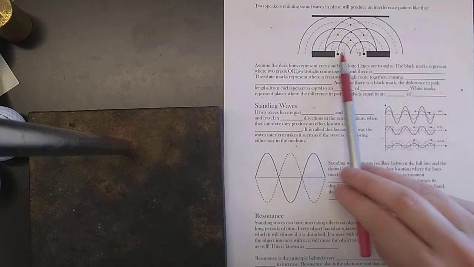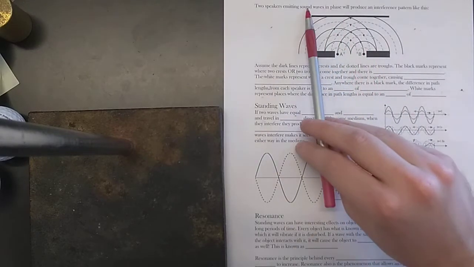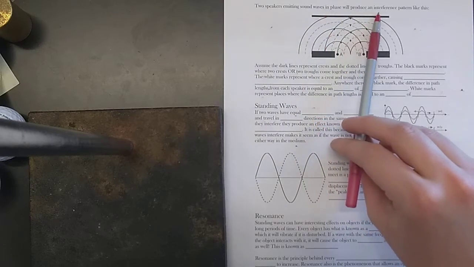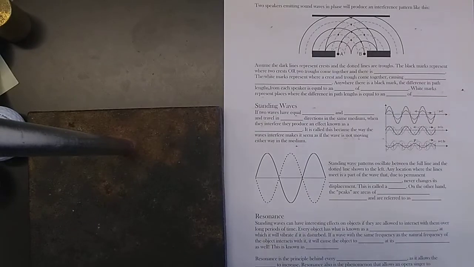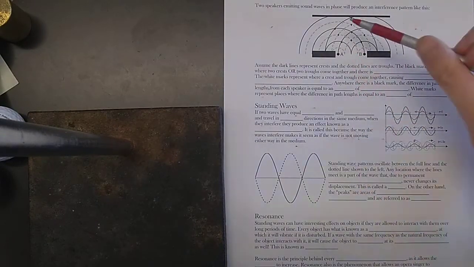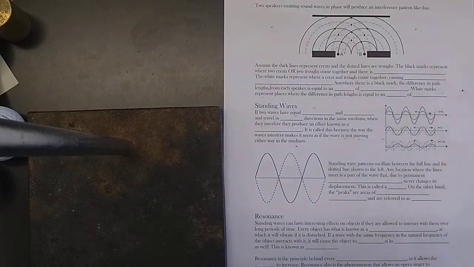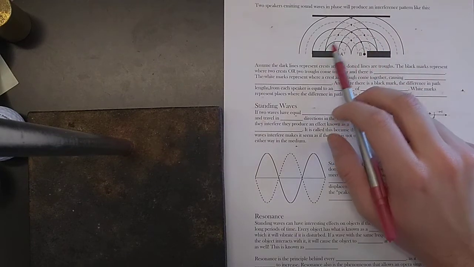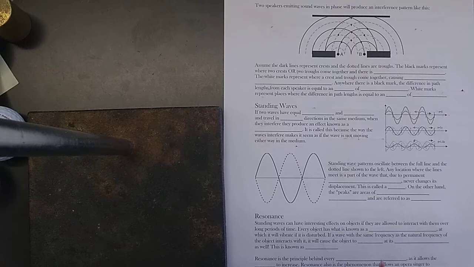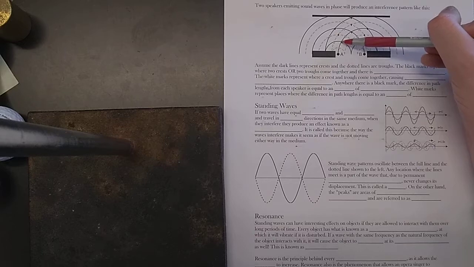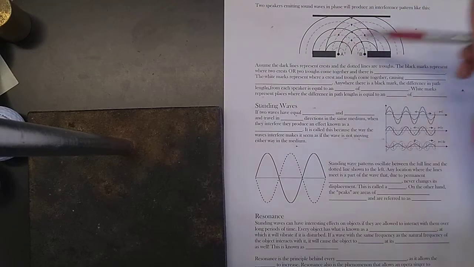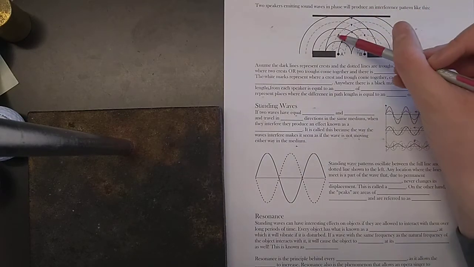So, here's the two speakers, A and B. They are emitting sound waves in phase with each other. They will produce what's known as an interference pattern. Hopefully you can see the little white and black diamonds that are on this page. Let's assume, for our sake, that the crests are the dark lines, the troughs are the dashed lines. Notice that wherever a crest and a crest happen, there's a black diamond. Wherever a trough and a trough line up, that's also a black diamond.